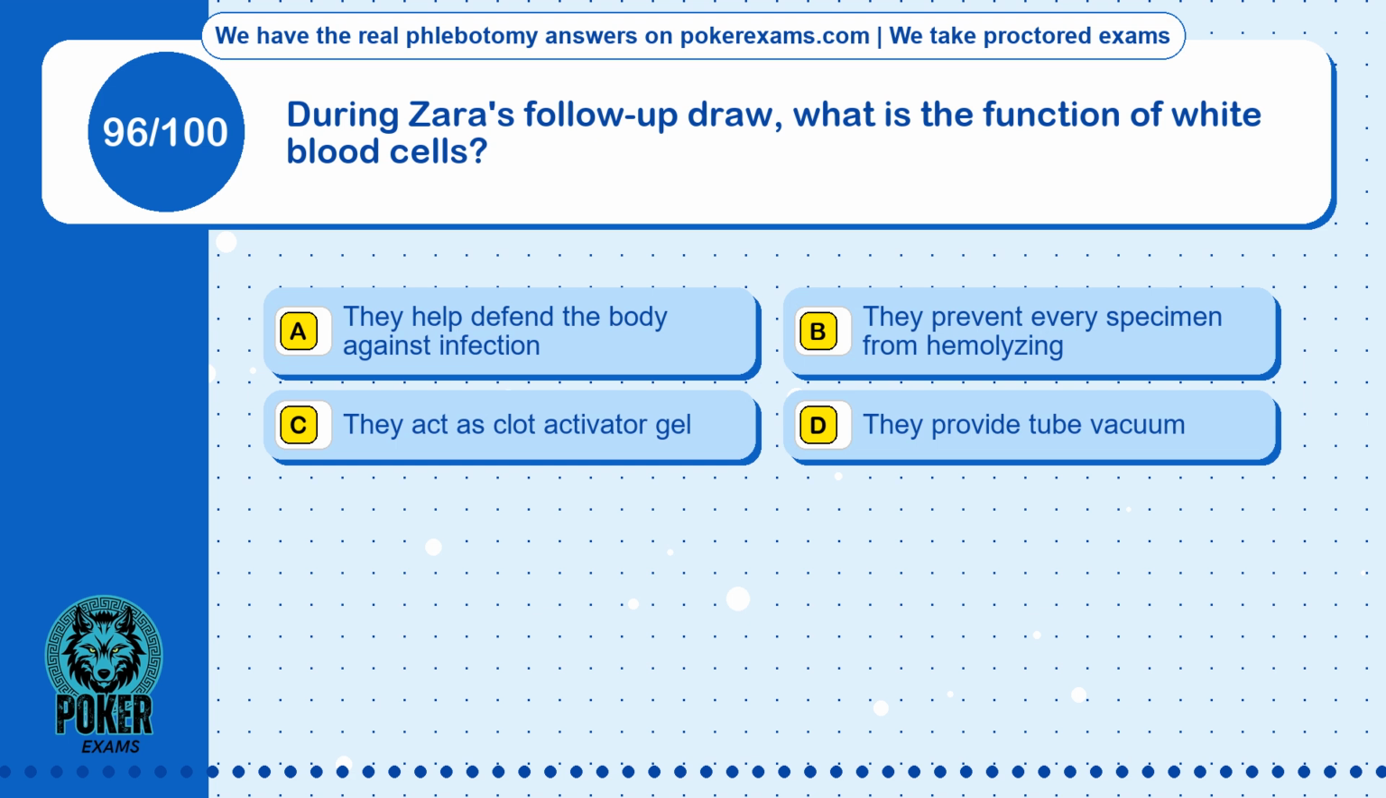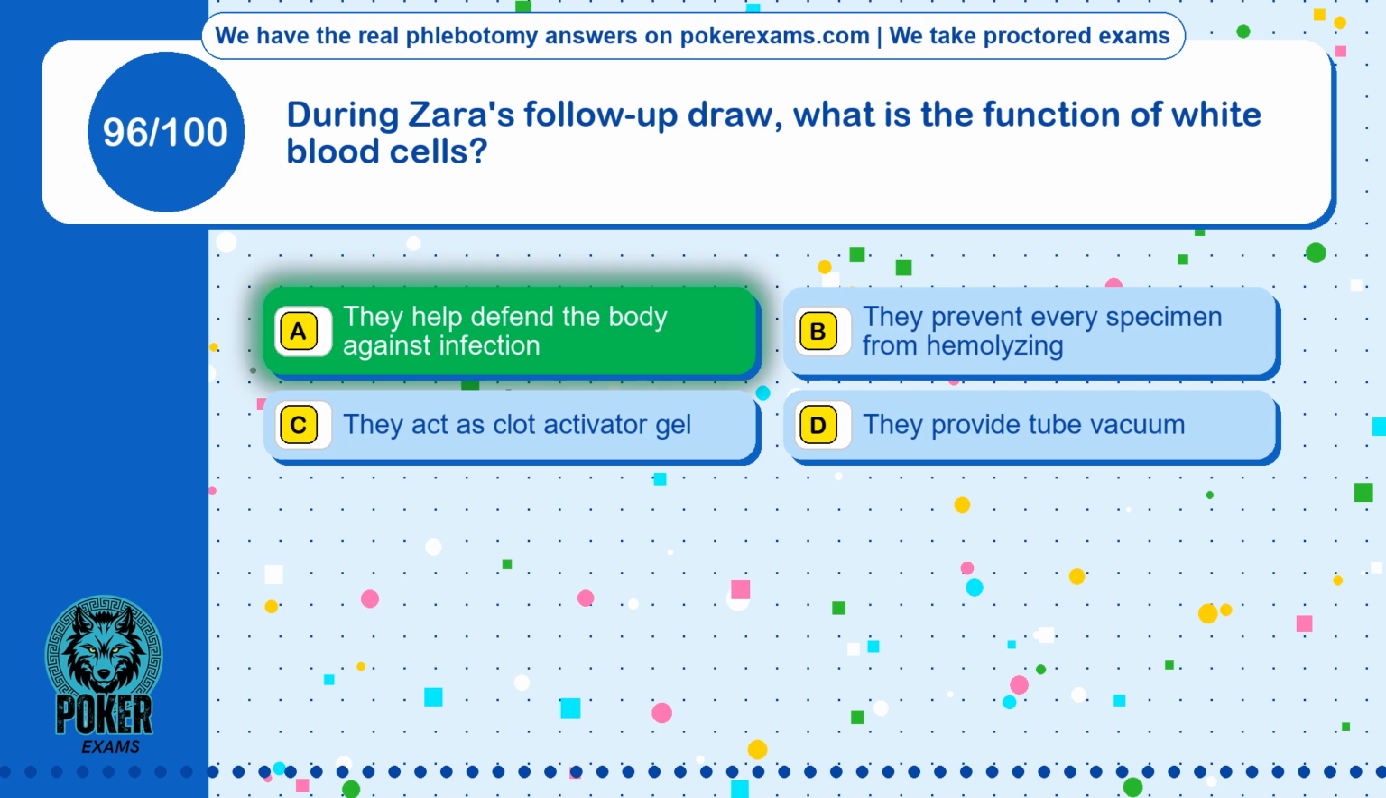Question 96. During Zara's follow-up draw, what is the function of white blood cells? Option A. They help defend the body against infection. Option B. They prevent every specimen from hemolyzing. Option C. They act as clot activator gel. Option D. They provide tube vacuum.